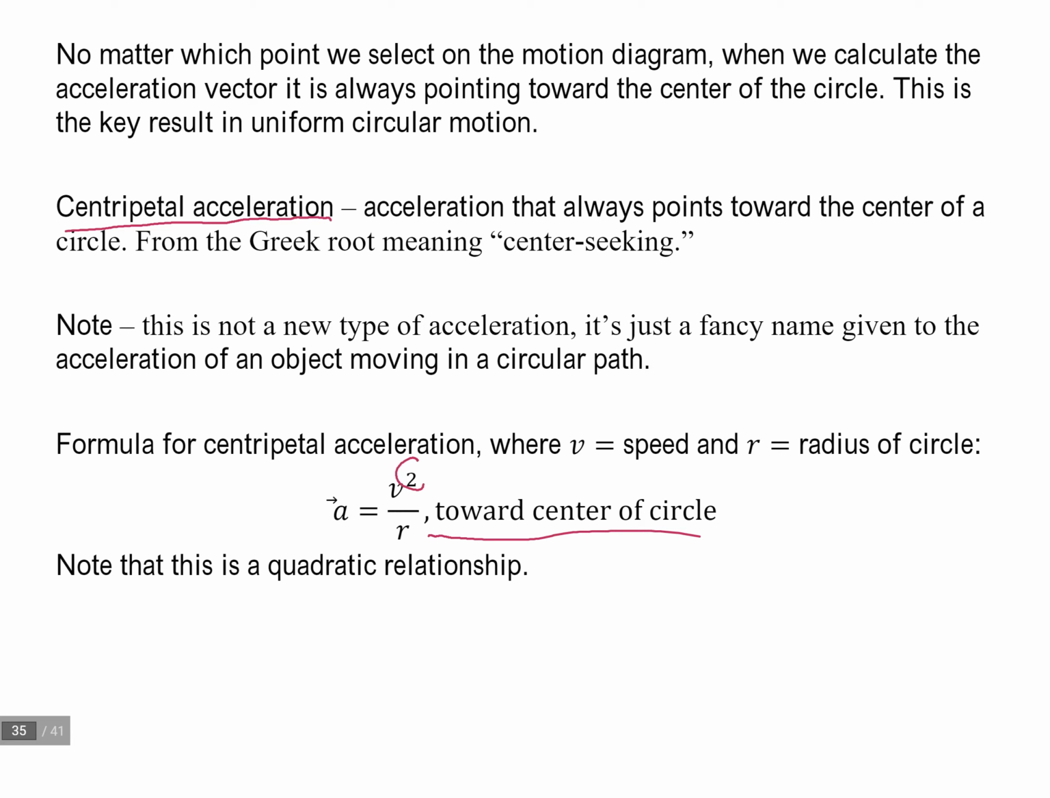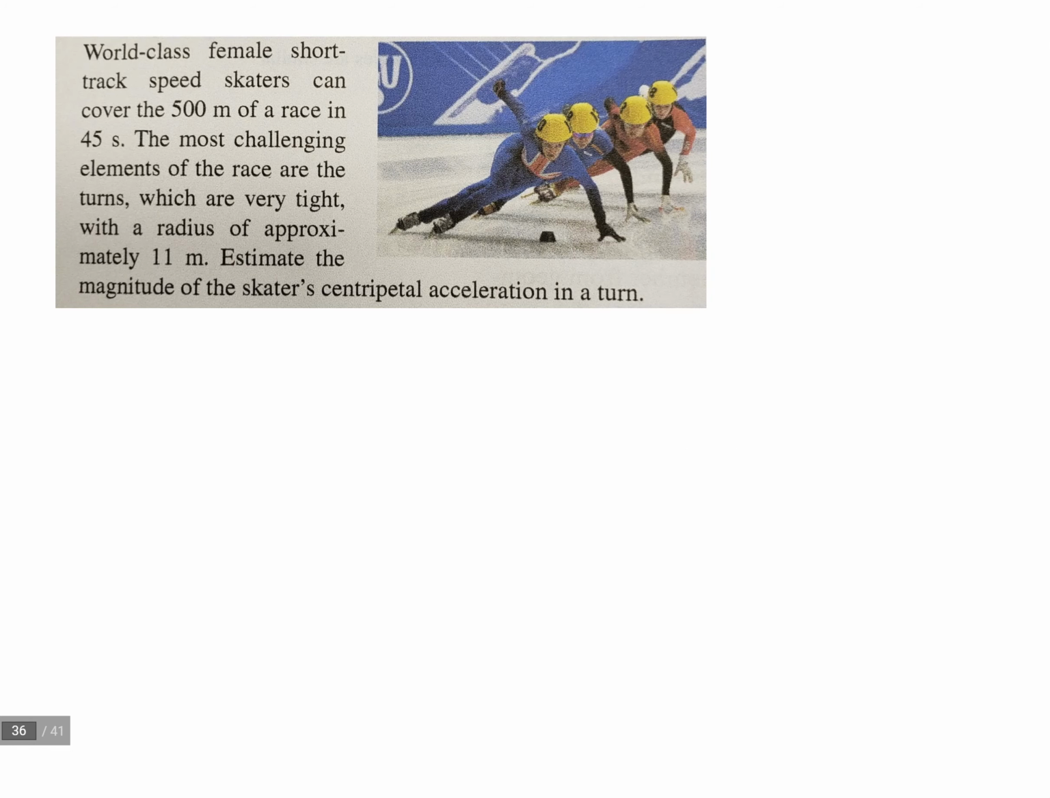A equals v squared over r. So we know we're probably going to be using that, right? Acceleration equals v squared over r. V is the speed of the thing as it moves around the circle, okay? So what do we do?